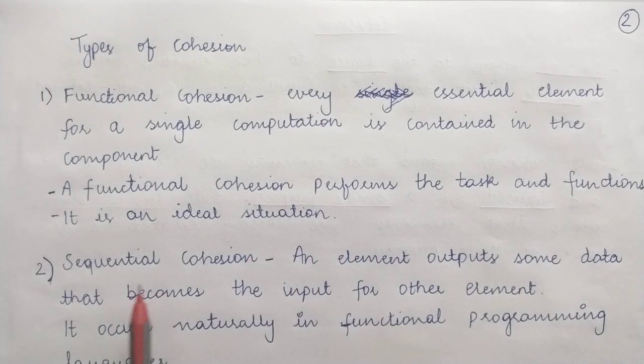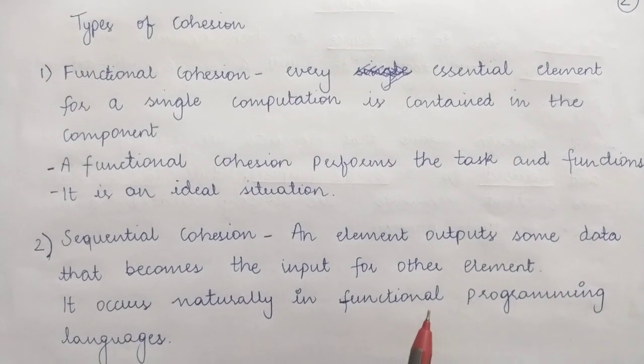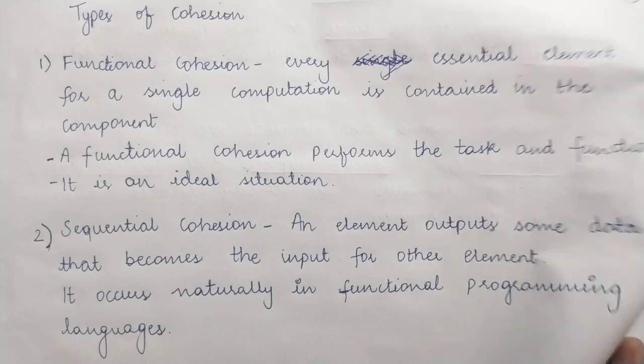The second type of cohesion is sequential cohesion. In sequential cohesion, an element outputs some data that becomes the input for another element. So how are the elements related in sequential cohesion? One element produces some output which in turn becomes the input for the other element, and this happens naturally in functional programming languages. So whenever we use any functional programming language, sequential cohesion happens by default or naturally.